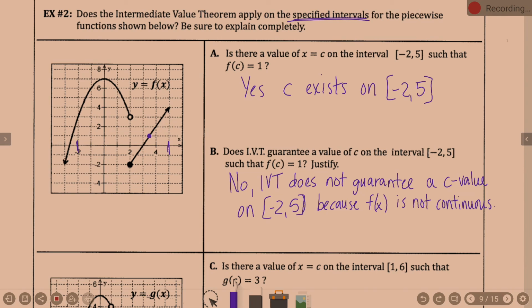I was reading it on A, does IVT guarantee it? And my answer key says yes, and I'm like, no, but it's not continuous. Then I realized, oh, that's question B. So don't do what I did. You've got to actually read, right? Okay, we will talk Monday more.